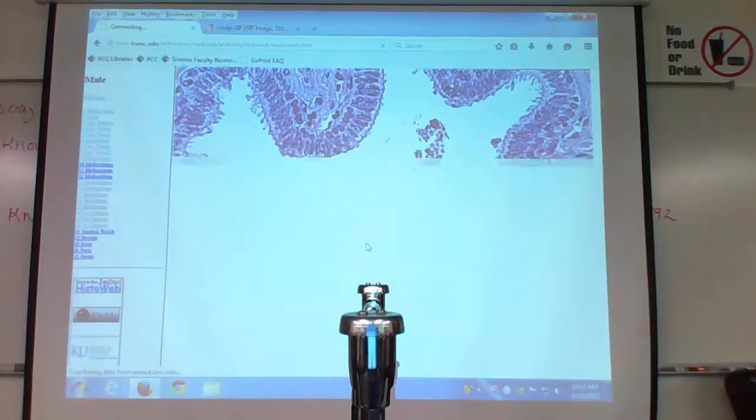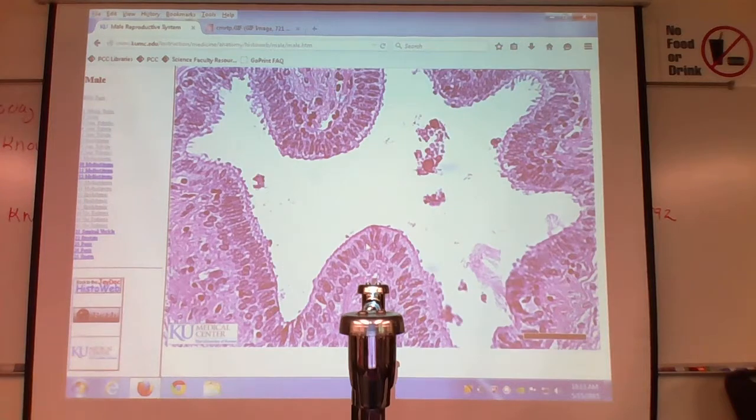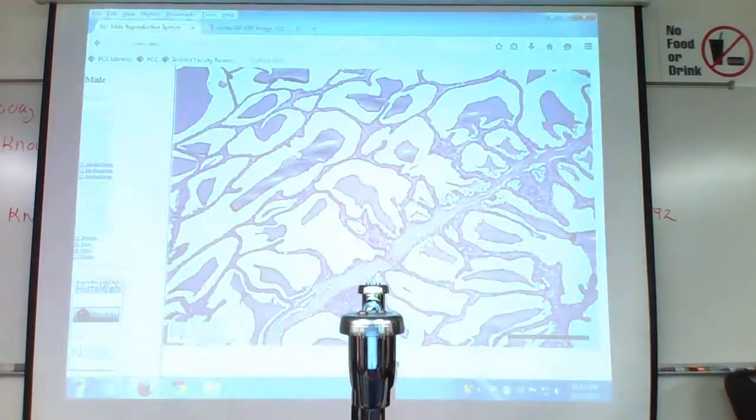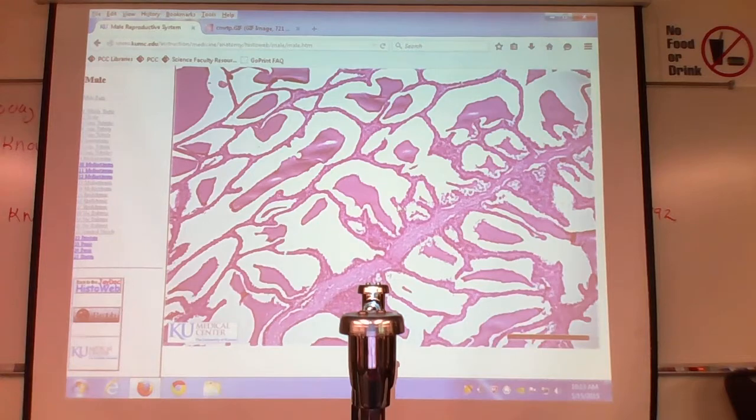There's a close-up of the center, but again, it just has a star-shaped center. This is the ductus deferens or vas deferens, so you're looking for a muscular tube. Then you're going to come around, and you're going to hit some of the glands. The first gland is your seminal vesicle. So here's your seminal vesicle.